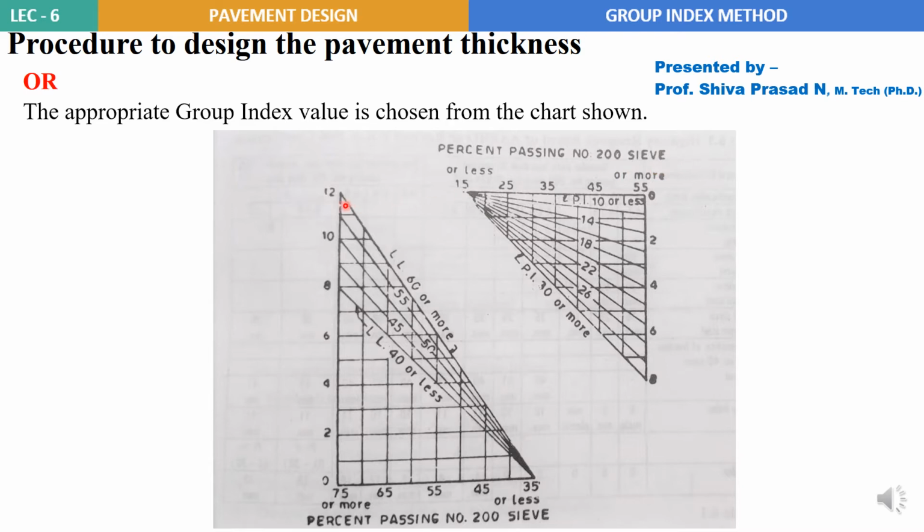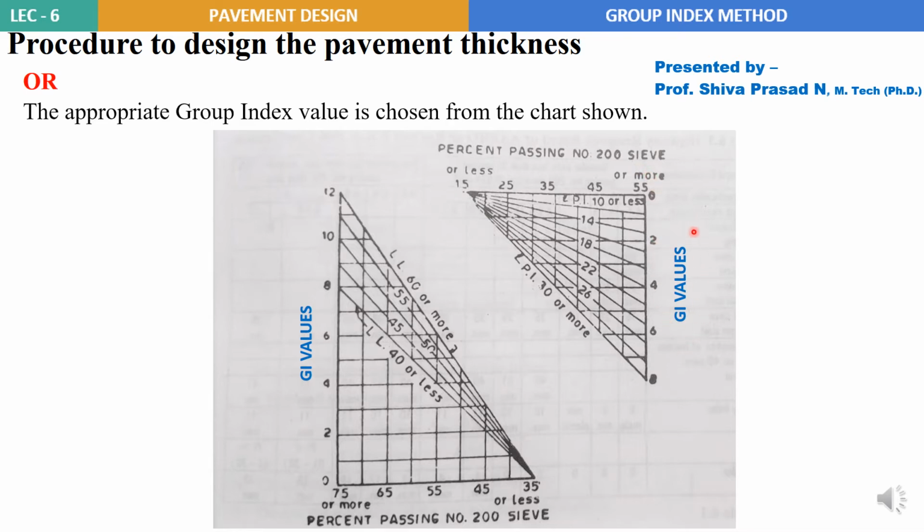On the y-axis of both the charts, we have the group index values. If you observe here, we have so many inclined lines over these charts. The first chart makes use of liquid limit values and percentage passing of the subgrade soil to obtain the group index values, whereas the second chart makes use of plasticity index values and percentage passing number 200 sieve of the subgrade soil in arriving at the group index values.